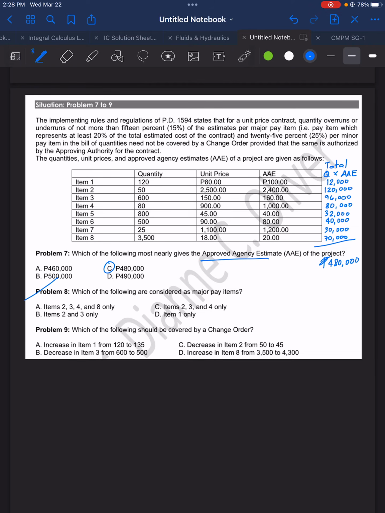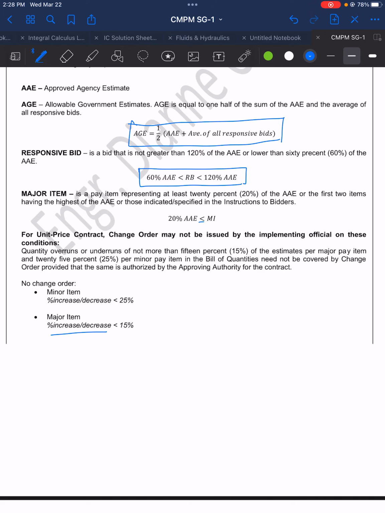Next, we have problem 8. Which of the following are considered as the major pay items? So what is a major pay item? Let's go back to the discussion. A major pay item is a pay item representing at least 20% of the AAE, or it is the first two items having the highest of the AAE, or those specified in the instructions to bidders. So if we interpret here, a major item is greater than or equal to 20% of the AAE.